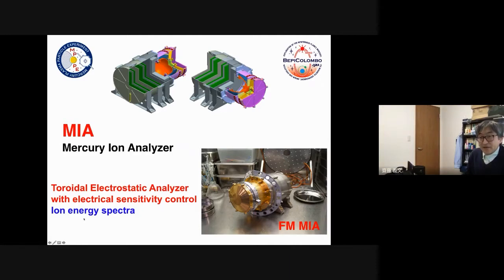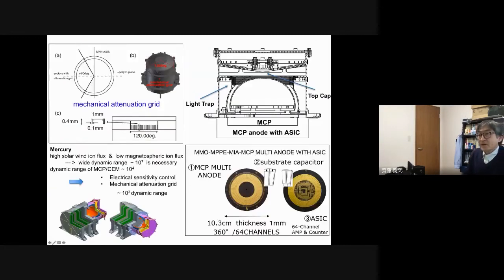And it measures ion energy spectra. The right-hand side figure shows the cross-section of this analyzer. This is the top hat type electrostatic analyzer. But in the case of Mercury, we have to measure high solar wind ion flux and low magnetospheric ion flux altogether. So the instrument has to have a dynamic range as wide as 10 to the 7th. Usually the dynamic range of an MCP or channeltron is 10 to the 4th. So we have to manage a 10 to the 3rd dynamic range using the structure or operation of this instrument.